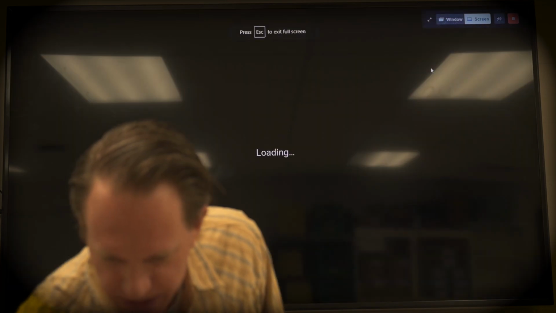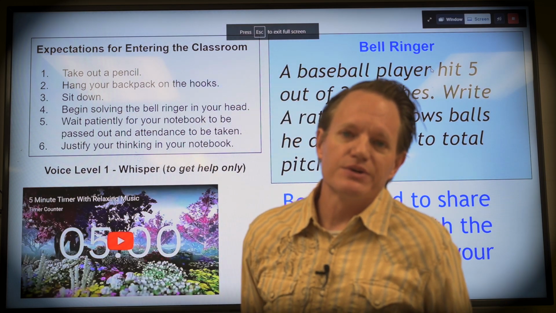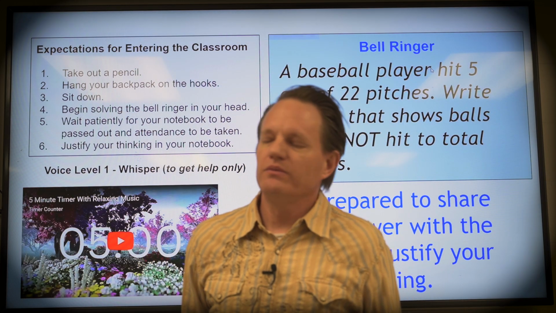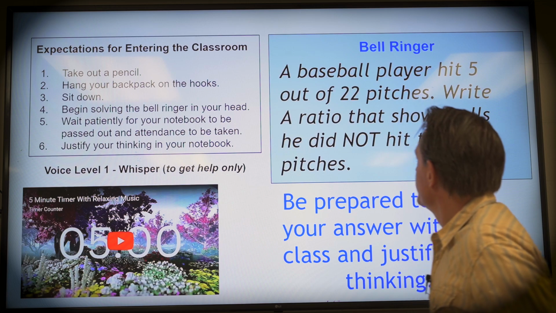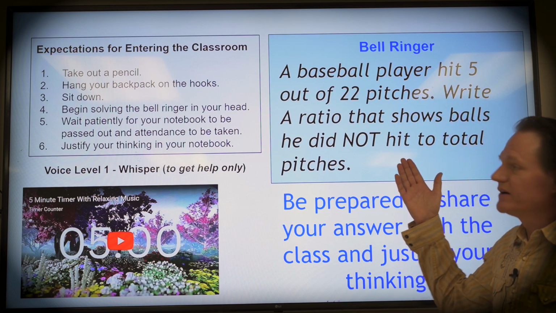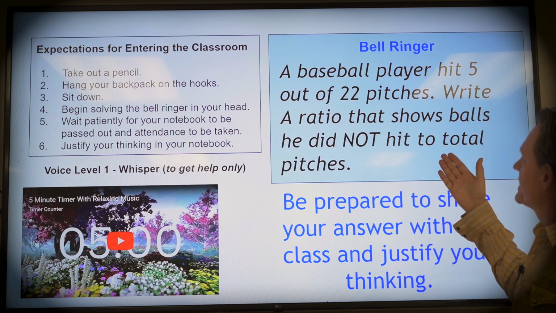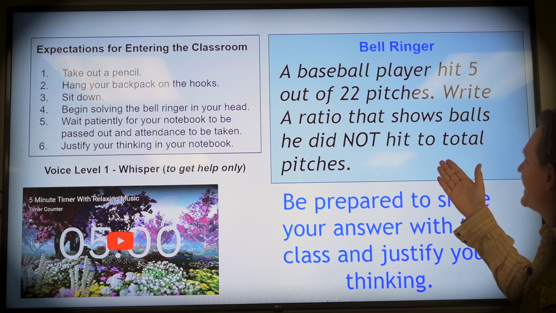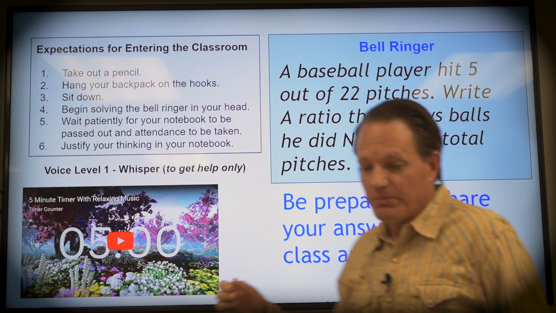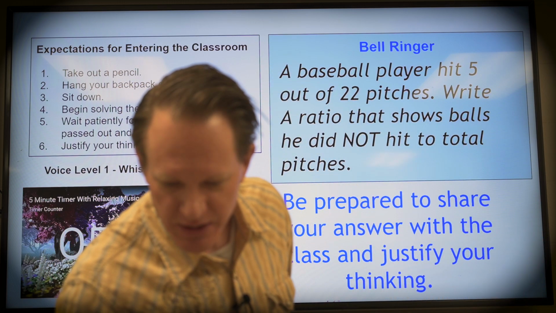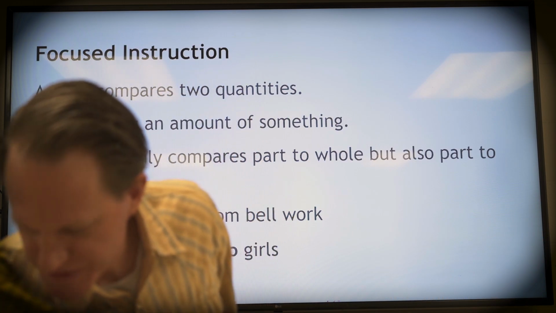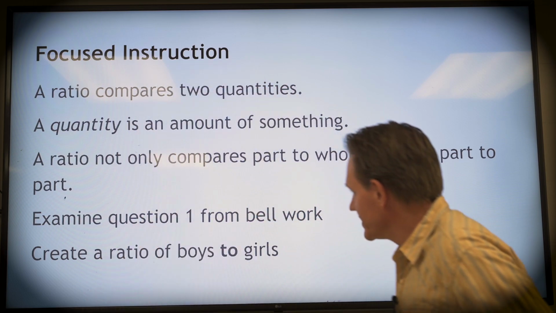What I have for you today is the new unit that we're starting, and we started working with ratios. One of the problems that we've been looking at here: a baseball player hit 5 out of 22 pitches, write a ratio that shows balls he did not hit to total pitches. Now, I'm going to do the definitions here first so we can see the definitions.